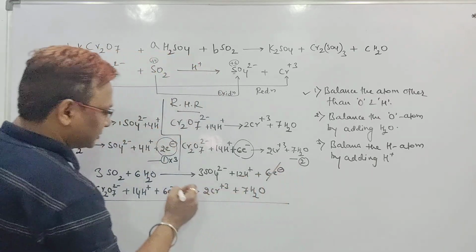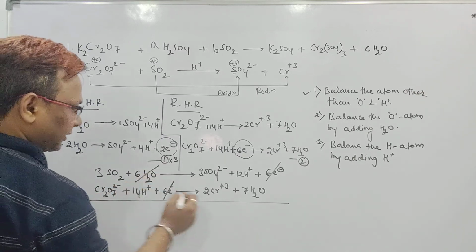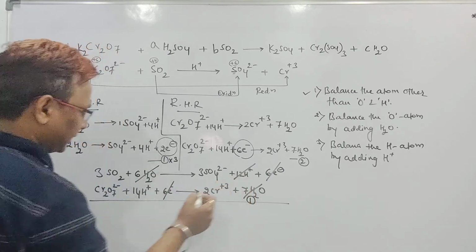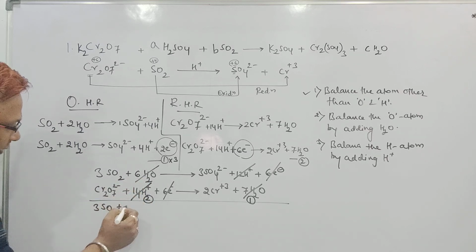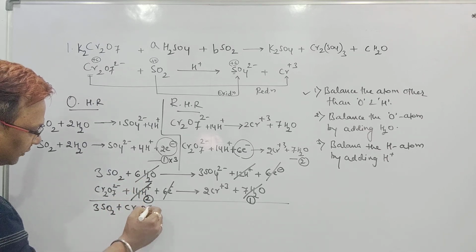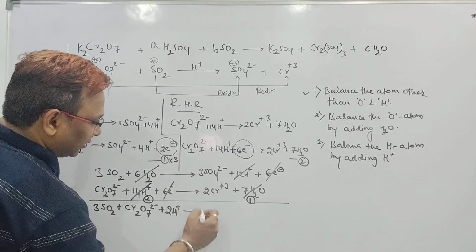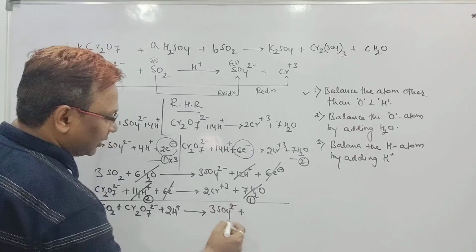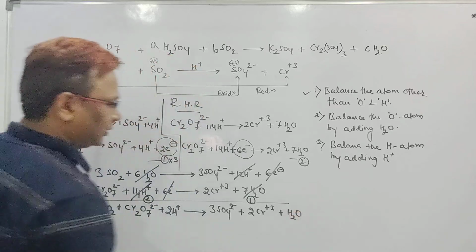And now see beta, 6 electrons get cancelled. And what are we getting here now? Water molecule 6 is here, 7 is here, so one water molecule is left. H plus 12 is here, 14 is here, 2 H plus left. So how to write? 3 moles of SO2, plus nothing here, come to here: 1 mole of Cr2O7 2 minus plus 2H plus converted into 3 moles of SO4 2 minus plus 2 moles of chromium 3 plus plus 1 mole of water.